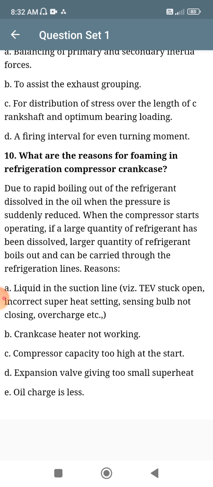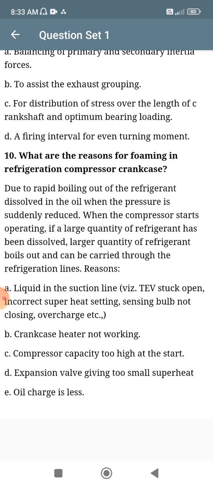So the reason for foaming in a refrigerant compressor crankcase is rapid boiling out of refrigerant dissolved in oil when the pressure is suddenly reduced. When the compressor starts operating, if a large quantity of refrigerant has been dissolved, a larger quantity boils out and is carried through the refrigerant line. So due to sudden pressure drop, there is rapid boiling out of refrigerant dissolved in the oil. This is what is happening.